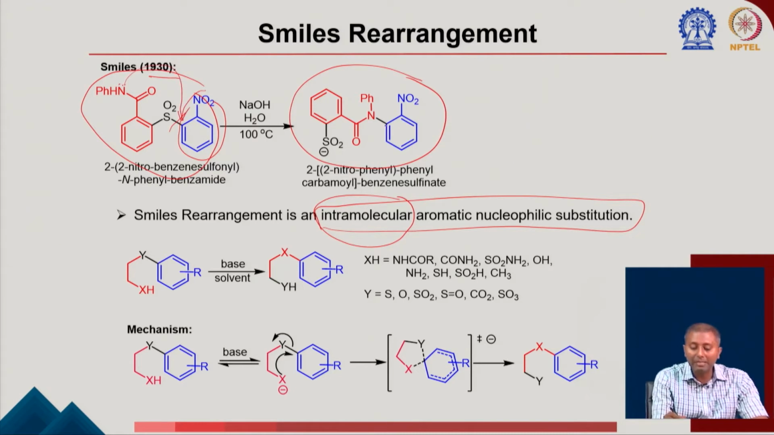So you can clearly see that this nitrogen is attacking here and forming a bond with this nitrobenzene, and then this SO2 is getting out. So what is happening here in this reaction?